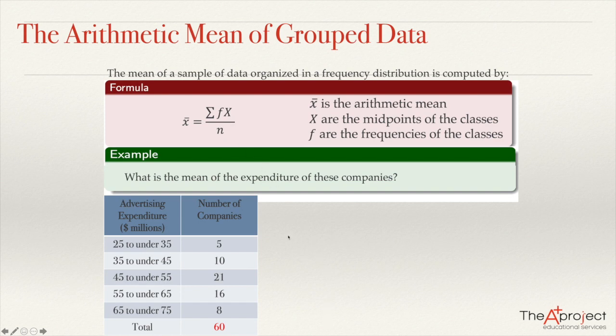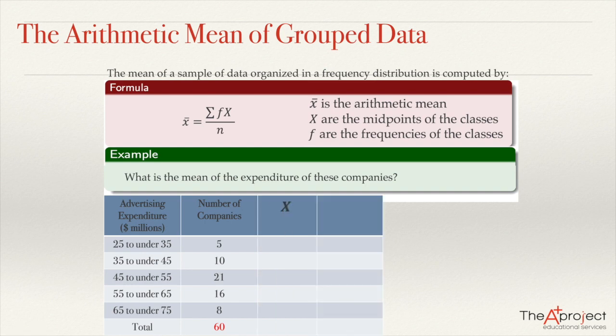Let's make two other columns for this example. One column will be for the midpoint. So let's compute the midpoint of each class. What will be the midpoint between 25 and 35 millions? One way to compute the midpoint is just to get the average. So add together the two numbers and divide by 2. 25 plus 35, the answer is 60. You divide by 2, then you get 30. So 30 will be the first midpoint.